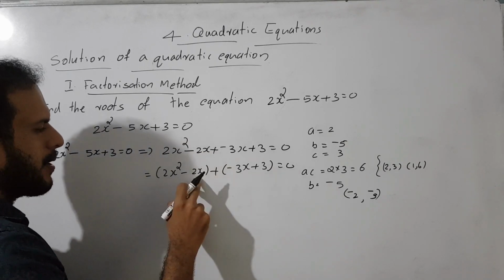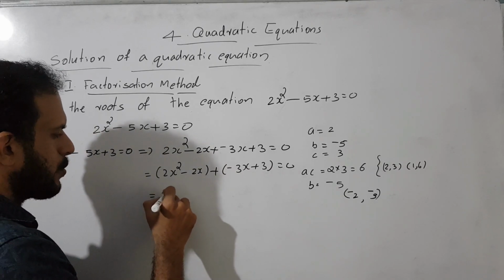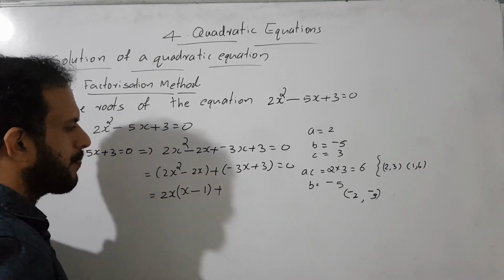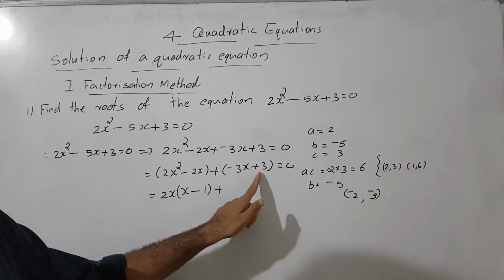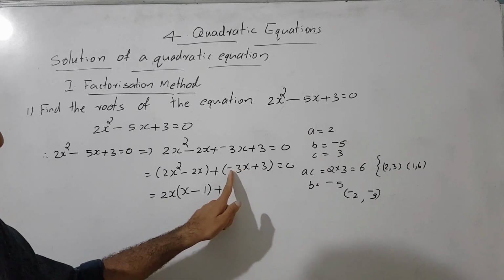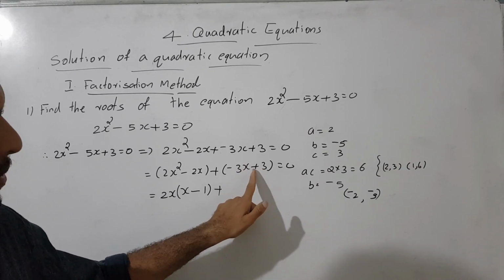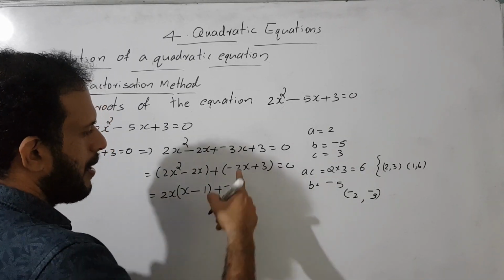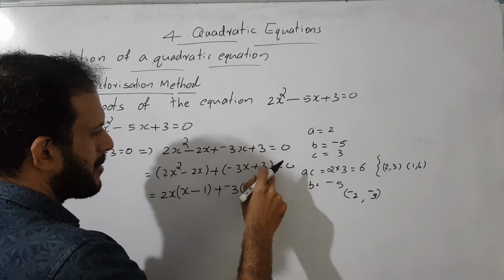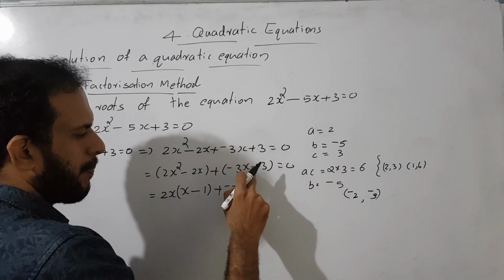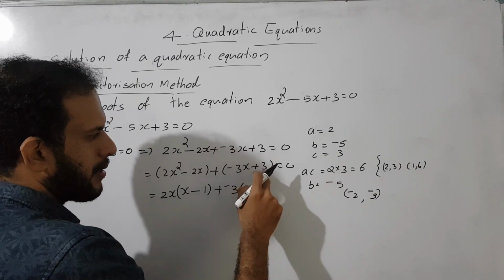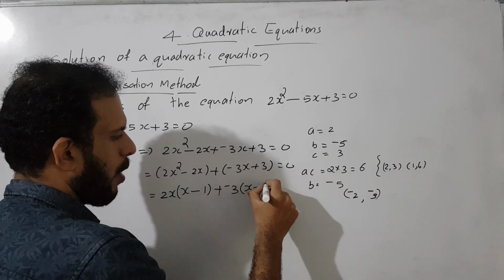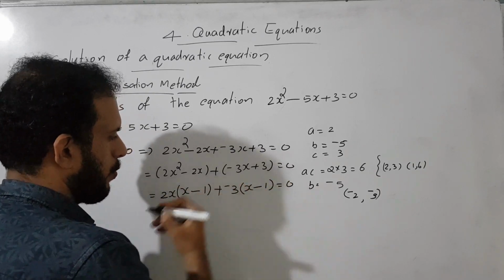Then what is common in the first group? There is 2x common. Then x minus 1 plus, what is common in the second? The first sign is minus and the second number sign is plus. Then it's very clear minus 3 is common. Then x plus 3 means we have the minus 3. Plus is possible to write as minus, correct? In that minus we take 1 minus out, then minus 1 is remaining, is equal to 0.